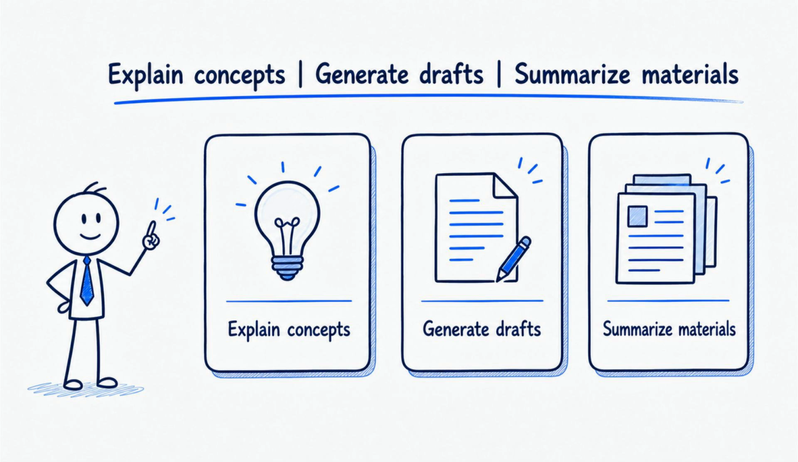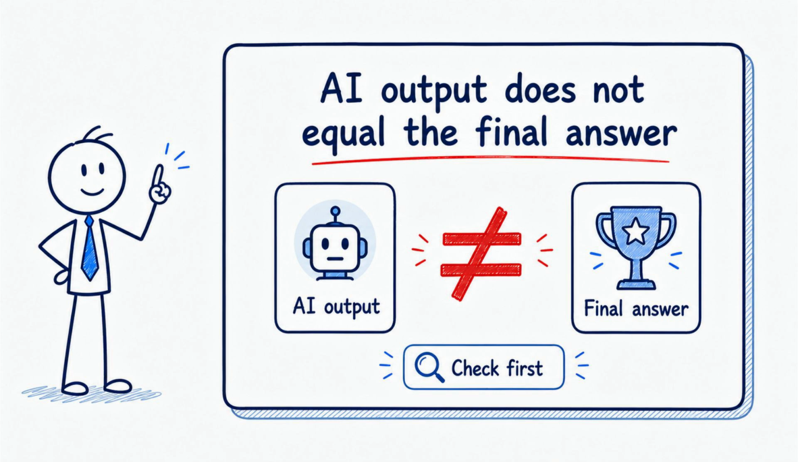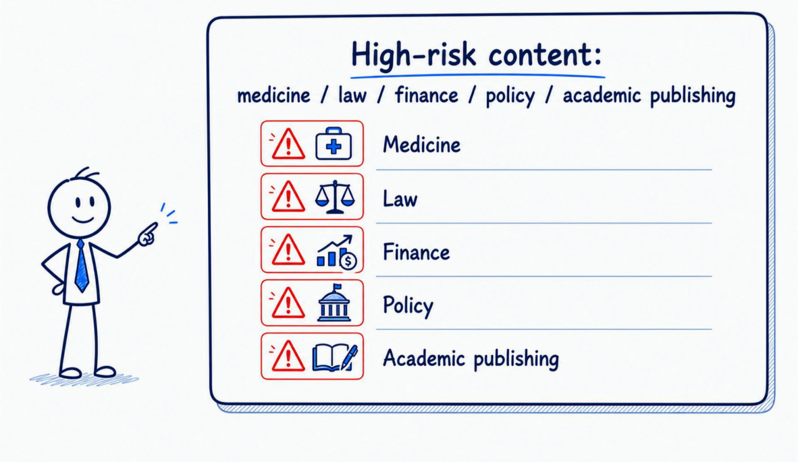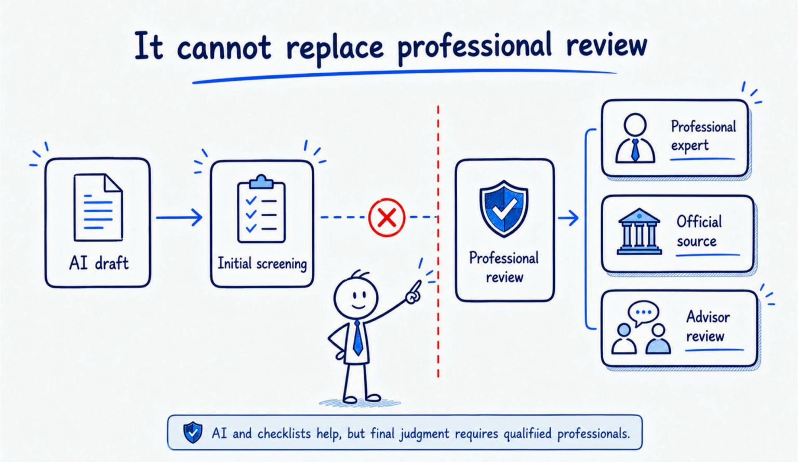Let's start with an important premise. ChatGPT is very useful for organizing frameworks, explaining concepts, generating first drafts, and summarizing information. The problem is not that it is completely unusable. The problem is that its output should not automatically be treated as the final answer. Also, if your content involves medicine, law, finance, policy, or formal academic publishing, this workflow can only help you with a preliminary screening. It cannot replace professional advice, official sources, or review from your teacher, supervisor, or advisor.